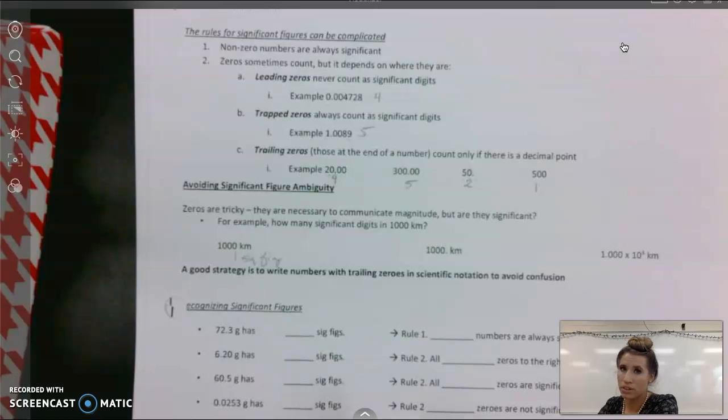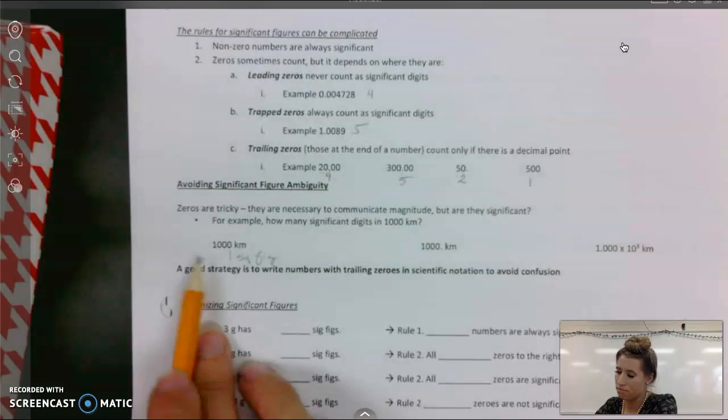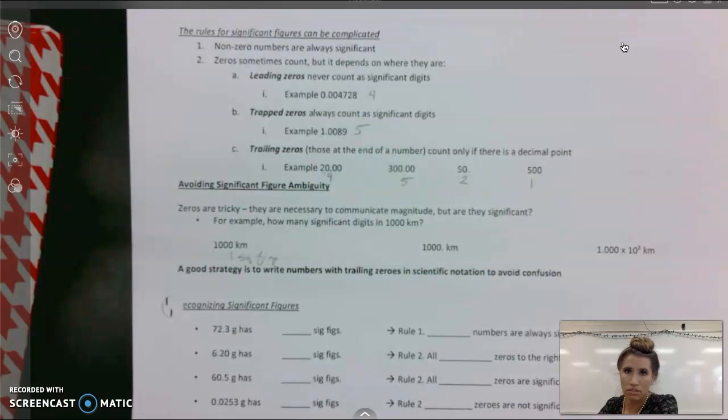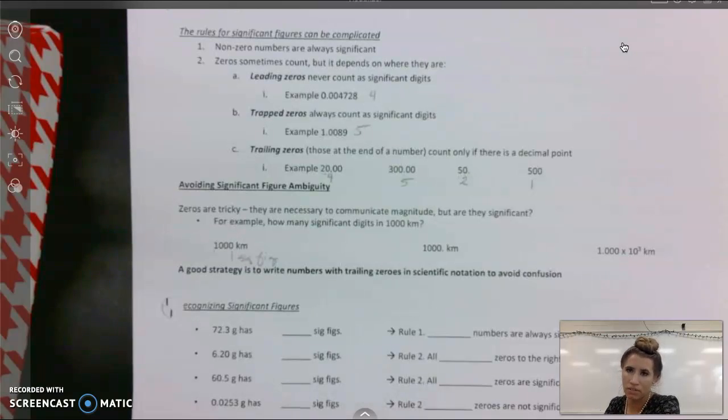So our measuring device only had calibration marks of thousands. Okay, there were no values in between the 1,000 calibration marks. So that's not precise at all. I mean, there's huge room for error in between there.